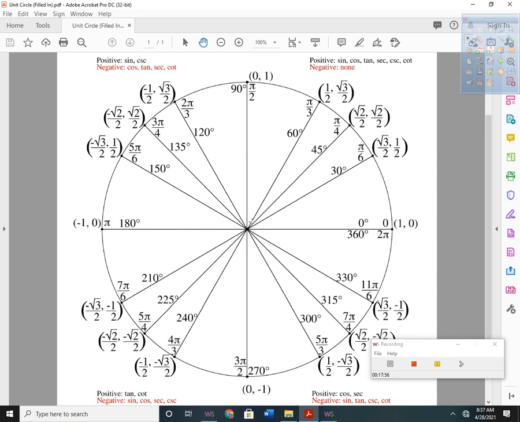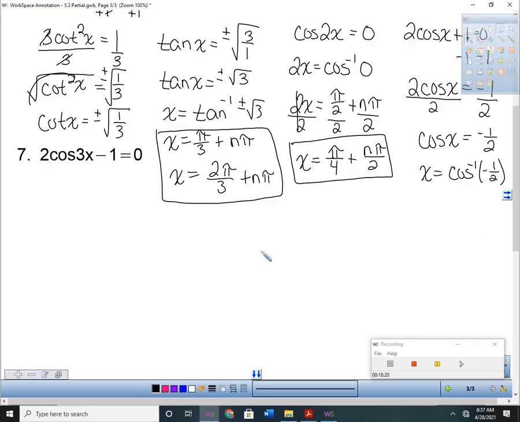They are not directly across from each other, so I have two statements here. I have 2 pi over 3 plus 2n pi, and I also have the 4 pi over 3 plus 2n pi. So x is equal to 2 pi over 3 plus 2n pi, and x is equal to 4 pi over 3 plus 2n pi.